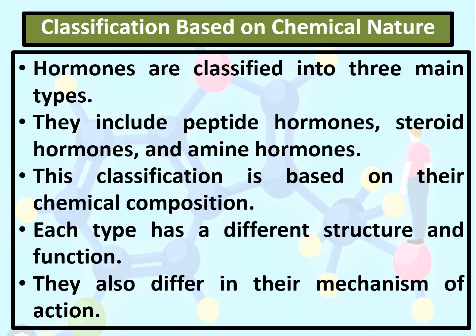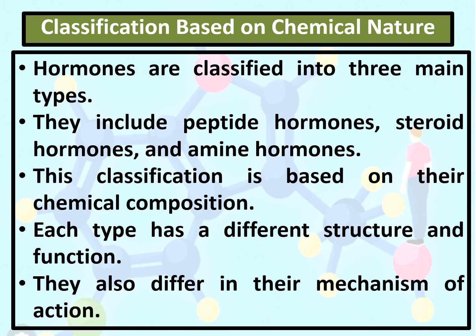Now, based on the chemical nature, hormones are classified into three main types. They are peptide hormones, steroid hormones, and amine hormones. This classification is based on their chemical composition, meaning what they are made up of. For example, peptide hormones are made up of small protein segments called peptides, that means nothing but amino acids. Whereas amine hormones are usually basic, they have an amino group, and steroid hormones contain the properties of the steroid ring.